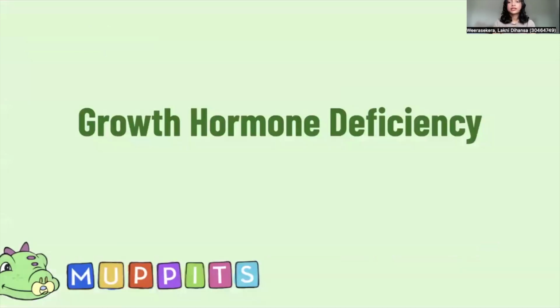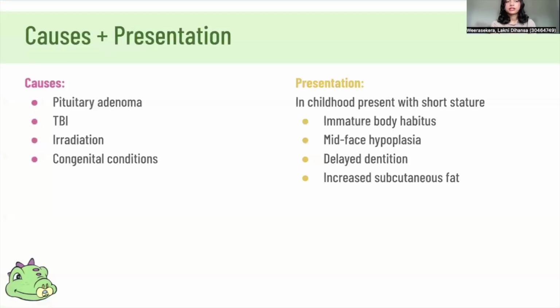Okay, so the next topic is growth hormone deficiency. So I will say that in the slides there are a couple of flow charts for you to revise your hormones, and endocrinology tends to be a lot easier if you know which hormones affect which other hormones and where everything acts. So I've just put a couple of little flow charts in the slides before this, but just in terms of talking about growth hormone deficiency, some causes are having a pituitary adenoma, traumatic brain injury, irradiation, and congenital conditions.